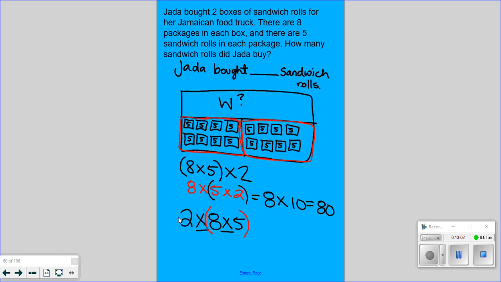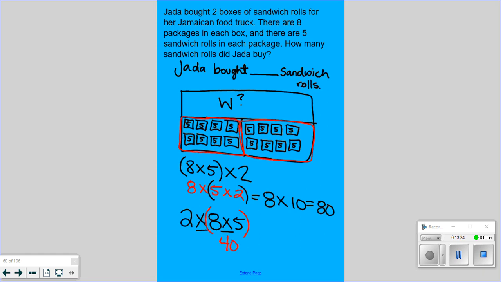Bryson, what did you get? Nope. 8 groups of 5, not 8 groups of 10. Try again. Skip count by 5. You can do that. Macklin, what'd you get? Oh, so close. Try again. John, what'd you get? 40. 40.